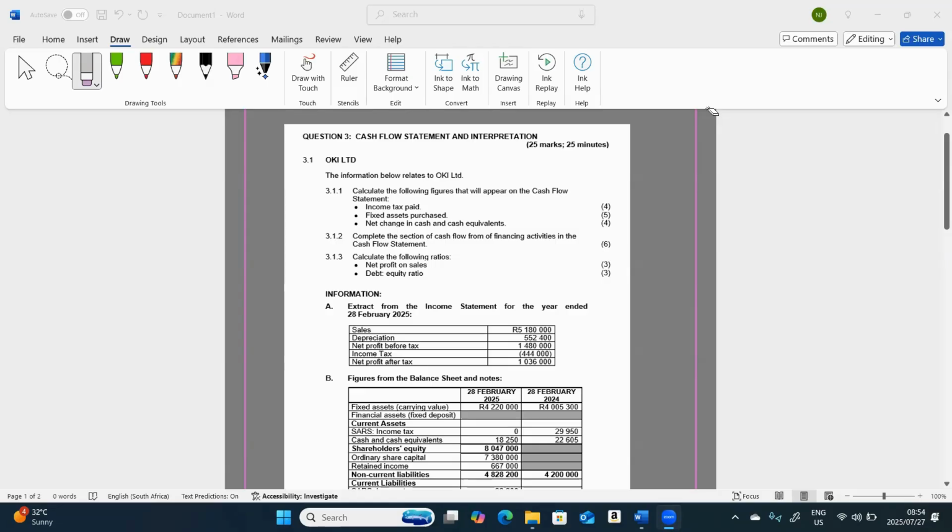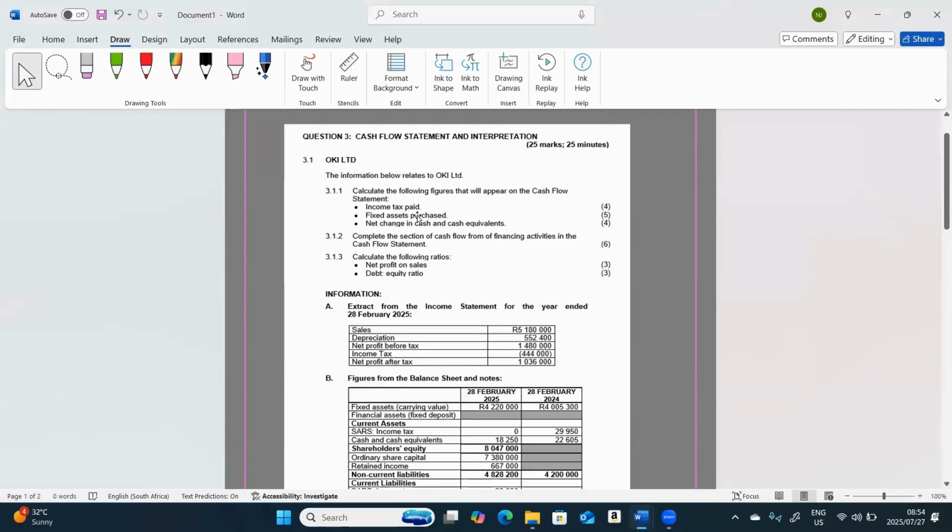Let's quickly go through all of the questions, guys. I would suggest that when you start answering your test, you go through all your questions first, and then when you go through your information, you will know exactly what information relates to which specific question. Okay, so 3.1.1 is calculate the following figures that will appear on the cash flow statement.